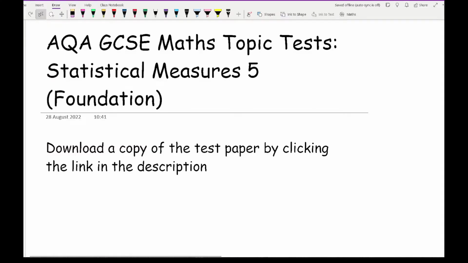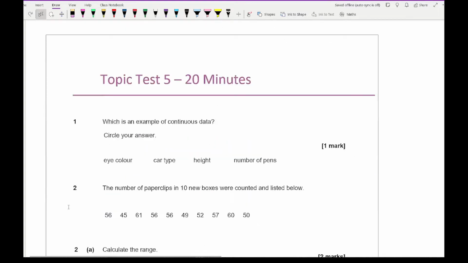Now before we get started, it's worth mentioning that there is no indication about which, if any, of these questions are specific to a non-calculator or a calculator paper, so we'll just make sure that we do show full working out in our calculations. So let's have a look at question 1.